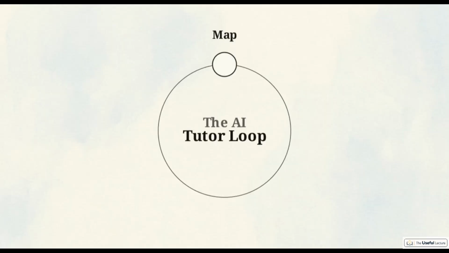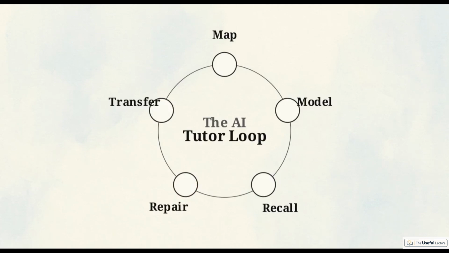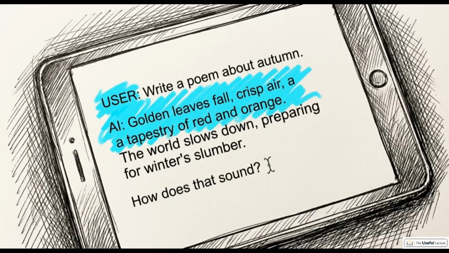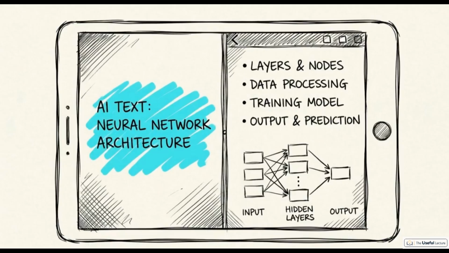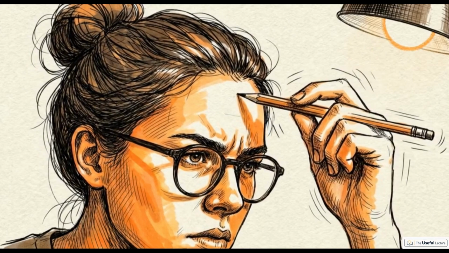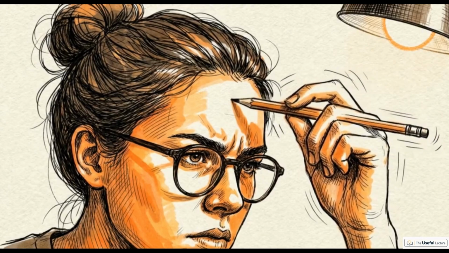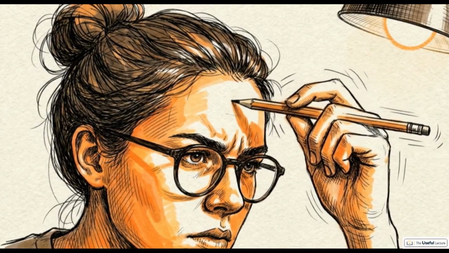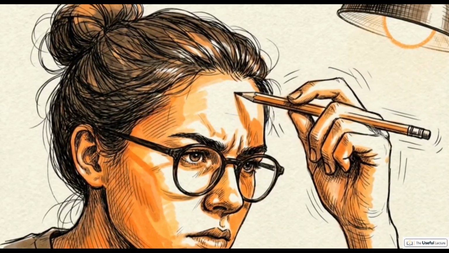Map, model, recall, repair, and transfer. These stages form a continuous engine for building skill through repetition and feedback. In this framework, the initial AI explanation serves as the foundation for the steps that follow. It is the starting material, not the conclusion. This method requires more effort than reading a summary. It is built around cognitive friction, which can feel frustrating in the moment.